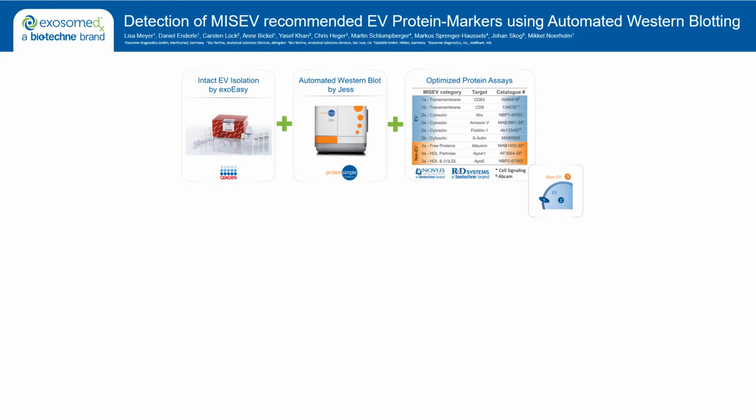All you need to do is add an antibody of your choice, at least against one target for each of the 3 required MISEV categories, to cover EV positive marker, here in blue, and non-EV marker in orange. The table lists several primary antibodies that have been identified to work on Jess. With this system, you get nice quantitative and size-based data.